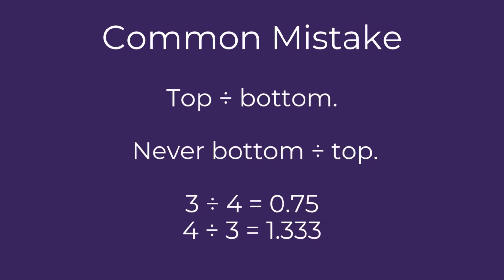The mistake that comes up most is dividing the wrong way around. 3 divided by 4 is 0.75. 4 divided by 3 is 1.33, a completely different number. Always divide the top by the bottom.